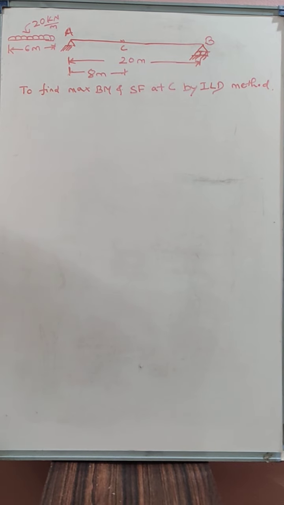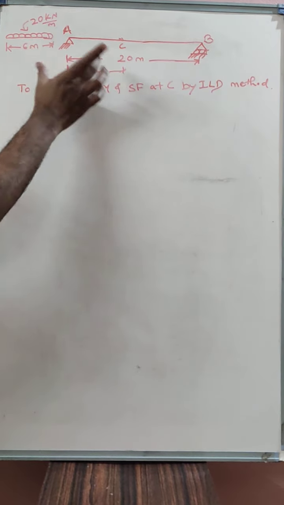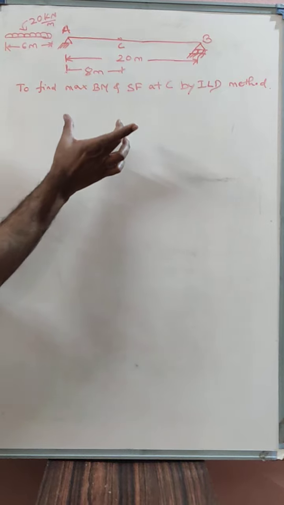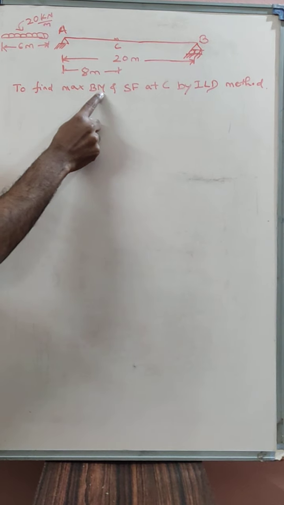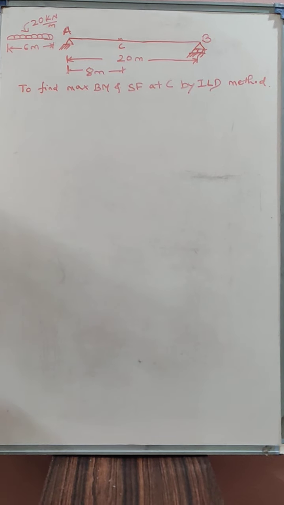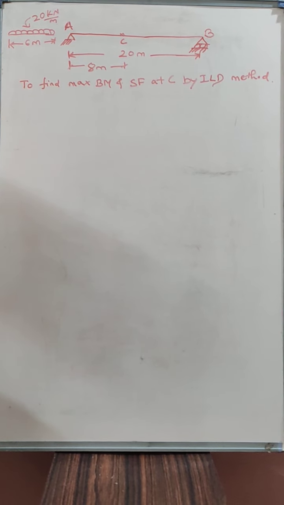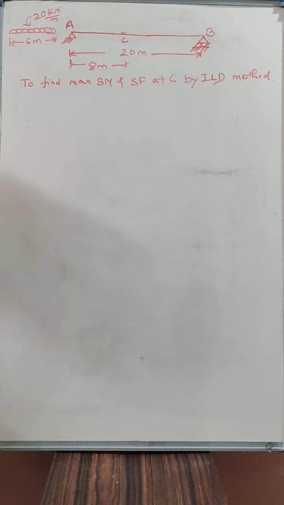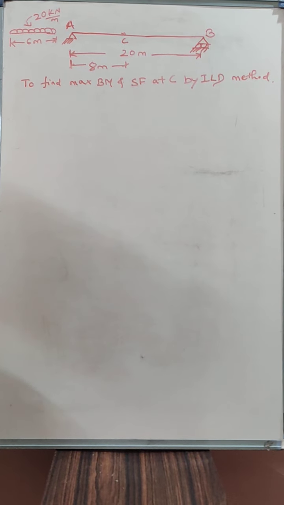When this UDL moves from A to B, then for some position we will get maximum bending moment, and for some other position we will get maximum shear force. So we will find out first maximum bending moment due to moving UDL, and after that we will find out maximum shear force.